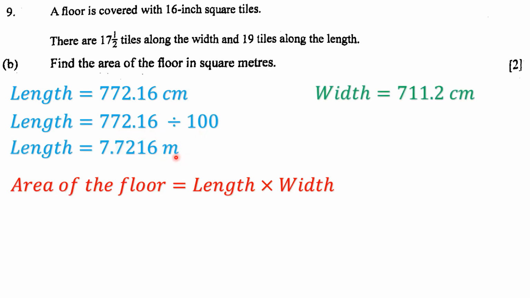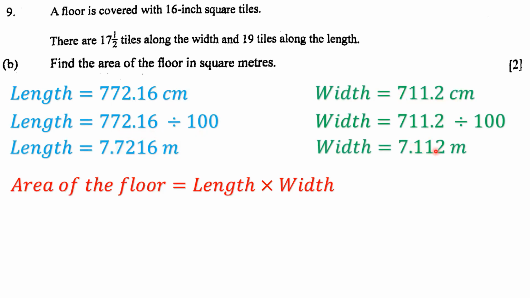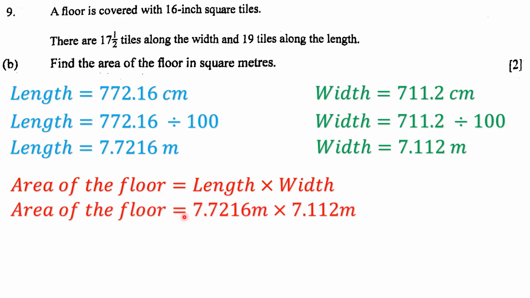Now we have the width. The width is 711.2 centimeters, but they don't want it in centimeters. They want it in meters. So you're going to divide it by 100 to get it in meters. So it's going to be 7.112 meters. So now we have the length in meters and the width in meters. In order to find the area, we just need to multiply them. So the area of the floor is going to be 7.7216 meters times 7.112 meters.